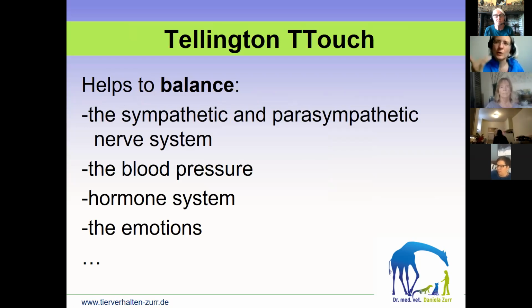So if it's too high, we can help to reduce it. If it's too low, we can do active touches to activate it. It helps to balance the hormone system, and it helps to balance the emotions. And we have to remember, in all these things, there is not good and bad, black and white. So sympathicus is not bad. Arousal is not bad. We don't want to sleep the whole day, our whole life. It's just a question about balance.